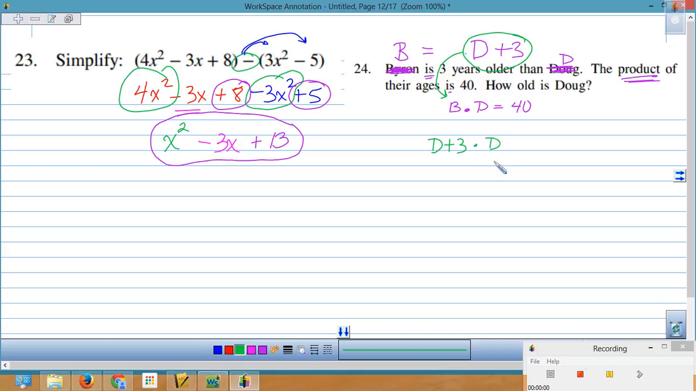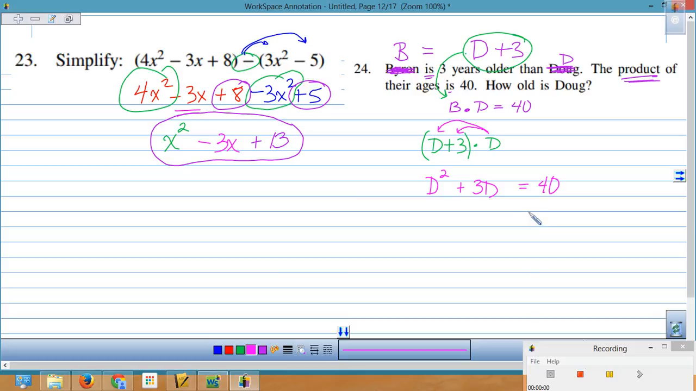Now, can I leave it like that? No, because it's all of Byron's age multiplied by all of Doug's age. So now we have like a distributive property, and it's written kind of funny, but it means the same thing. I could flip it around and put the D in the front if I'd like. D times D is D squared, and D times 3 is 3D. And all that equals 40.